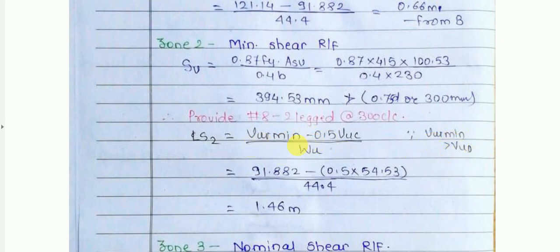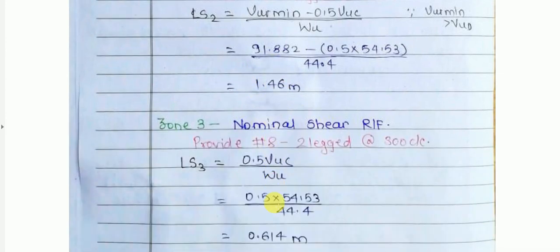So Vur minimum minus 0.5 Vuc upon Wu. It will give you the distance of the zone 2. After zone 1, this zone 2 needs to be provided. Then zone 3, that is the nominal shear reinforcement. So this nominal shear reinforcement is always provided at the nominal spacing of 300 mm. Hence it is directly written 300 mm, and the zone length is calculated as 0.5 Vuc upon Wu. Here you will get this zone length. This was only the left part of that span BC.